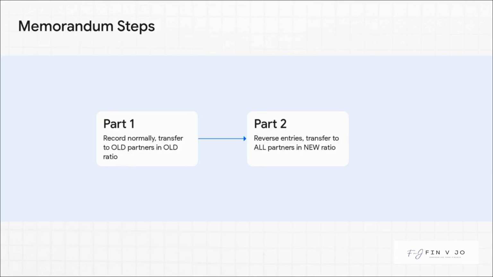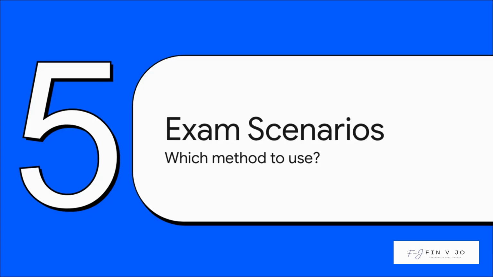To pull this off, the account is split right down the middle into two parts. In Part 1, you record the revaluation of assets and liabilities normally, just like we did earlier. The resulting profit or loss from this first part goes to the capital accounts of the old partners only, in their old ratio. But here is the magic trick for Part 2. To complete the double entry and keep those asset values totally unchanged in the balance sheet, you completely reverse the entries you just made in Part 1. Then, you transfer the resulting balance of the second part to all the partners, including the new one, in their new profit-sharing ratio.